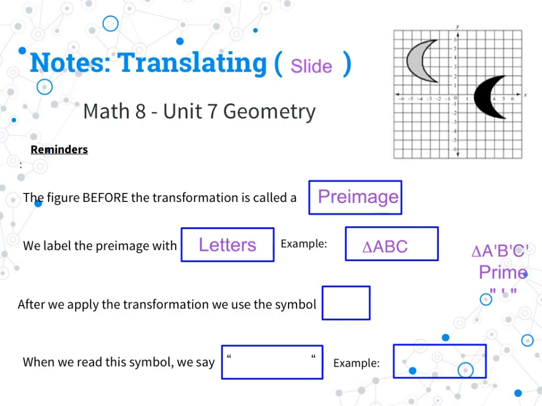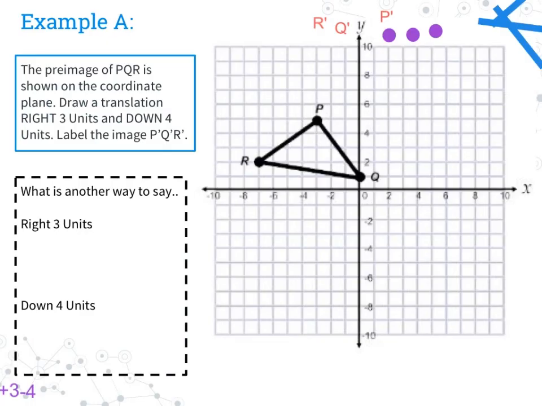After we apply the transformation, we use the symbol with this little dash. It kind of looks like an apostrophe, but it's going to be straight up and down. When we read this symbol, we call it prime. For example, triangle A prime, B prime, C prime. Let's take a look at example A.